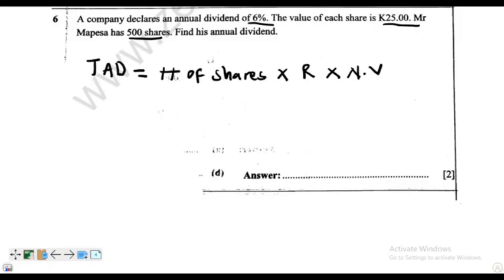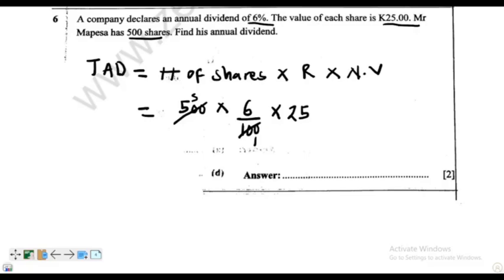So from here you are going to say number of shares, it's 500 times the rate, so it's 6%, which will be written as 6 over 100 because the percentage is out of 100, then times the value per share, which was 25 kwacha. So I do hope that you are following. This is paper 1. There is no need for you to use a calculator. So just cancel 100 here, 1, 100 here, it's a 5.